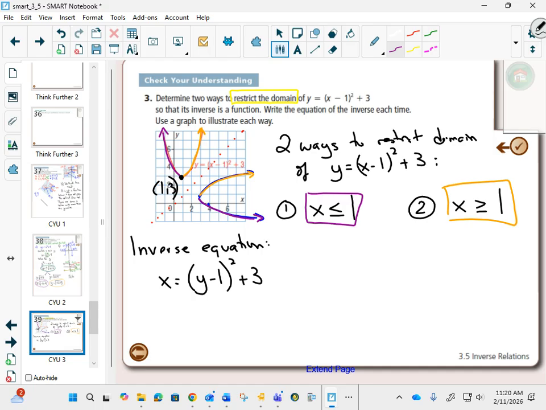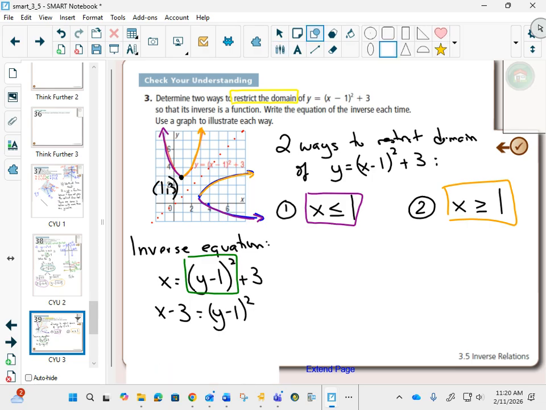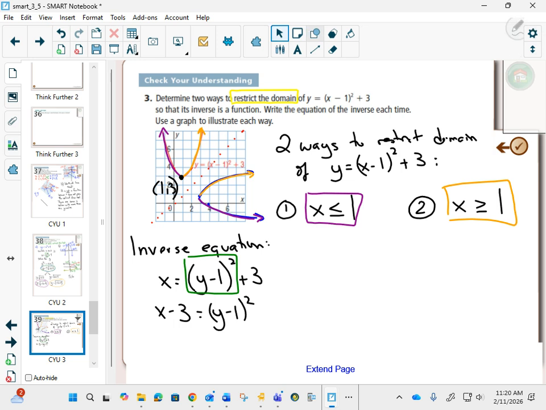I get x equals (y minus 1) squared plus 3. I think about getting y by itself. Y is inside this squared. So first I'm going to get that squared item by itself. And after I get that squared item by itself, I can get rid of the squared by square rooting both sides. And when I square root both sides, I have to remember plus or minus.